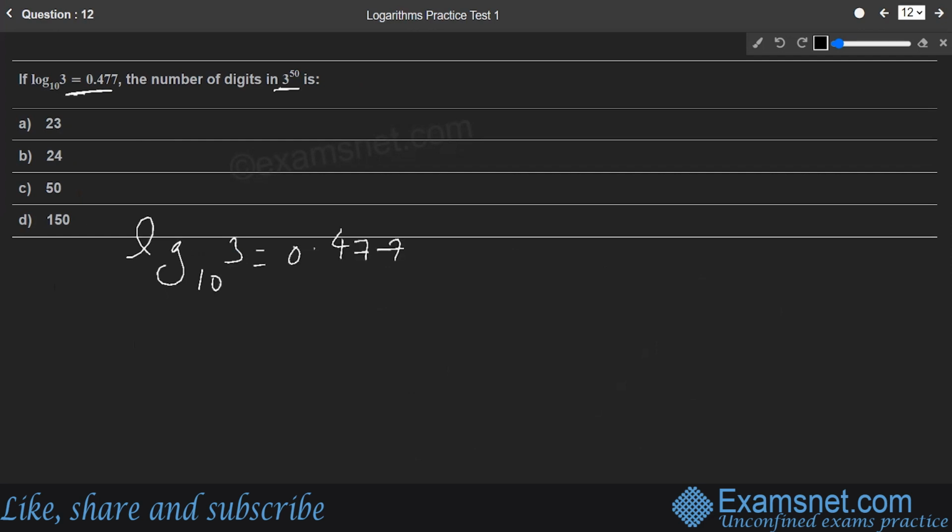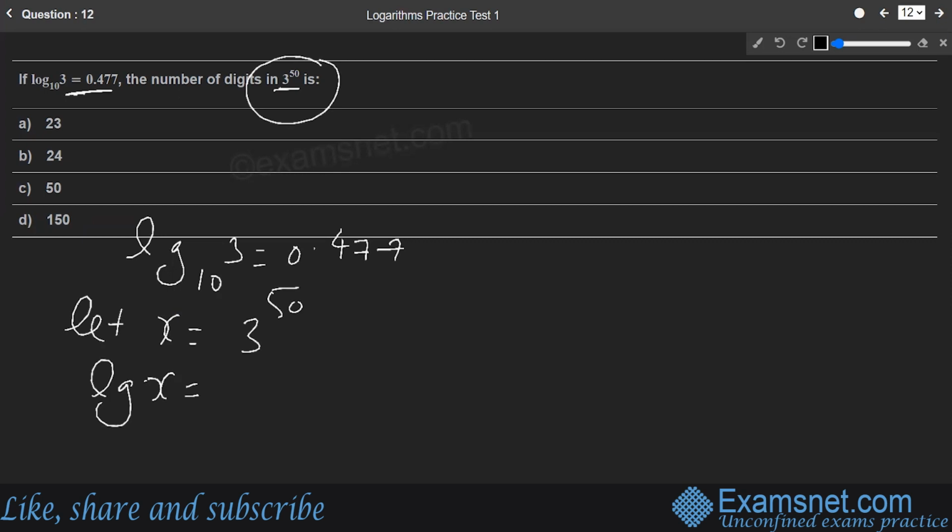Let us first assume x is equal to, what we are supposed to find out, the number of digits in 3 to the power 50. So let us assume x equals 3 to the power 50. Now take the log on both sides. On the left hand side it is going to be log x. On the right hand side, it is going to be log of 3 to the power 50.